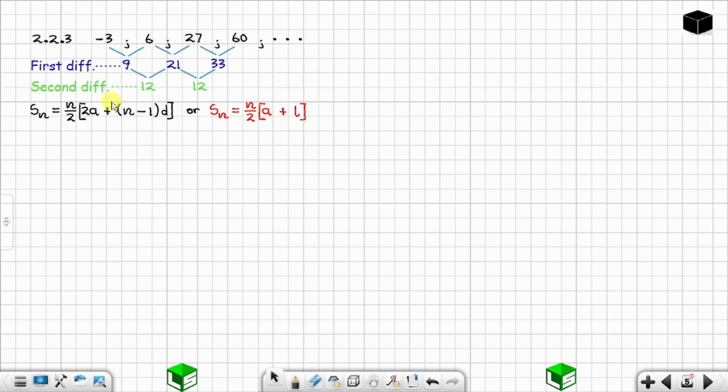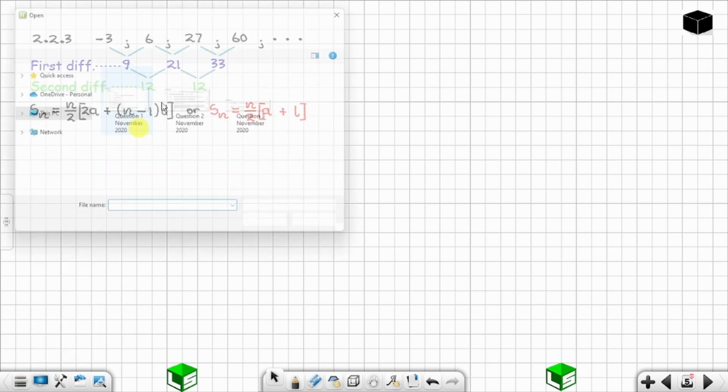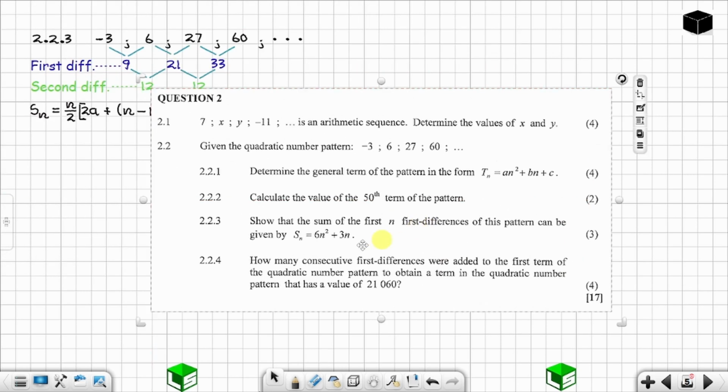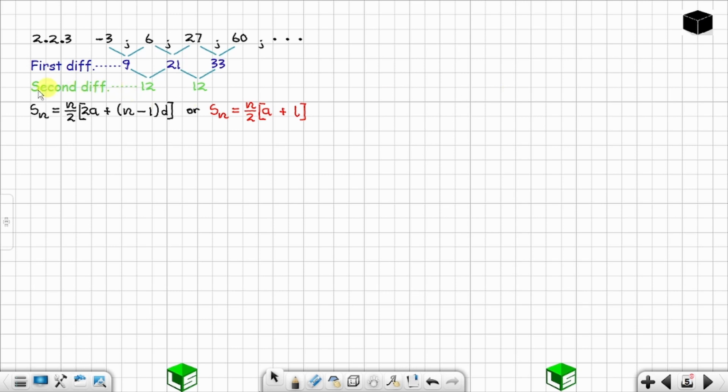So you need to prove that the sum of these first differences can be found using the formula from the question, Sn is equal to 6n squared plus 3n. You have to prove that you can get the sum of these first differences using this formula. So we are going to use this formula, the one in black, and prove that we can get what we have in the question.